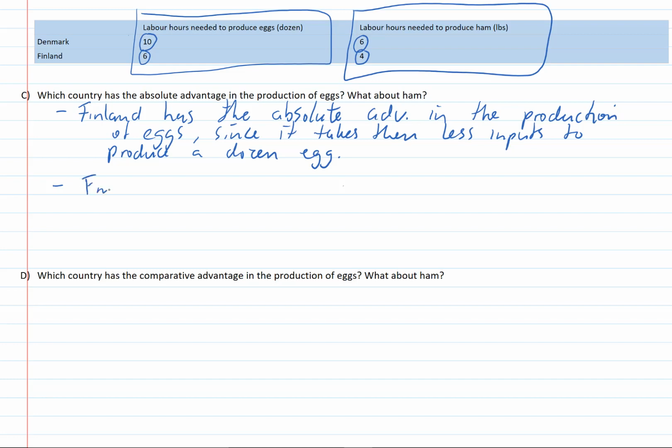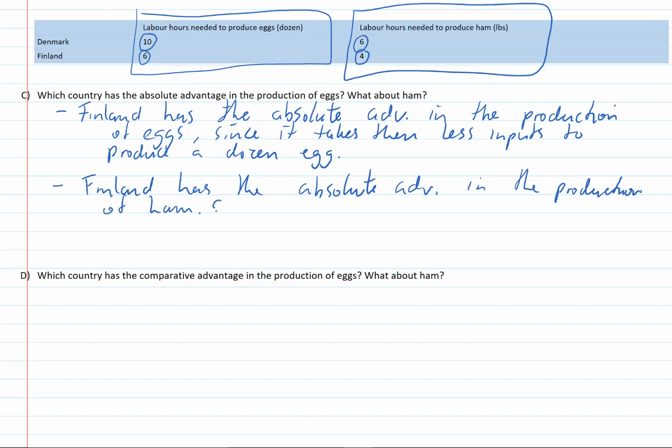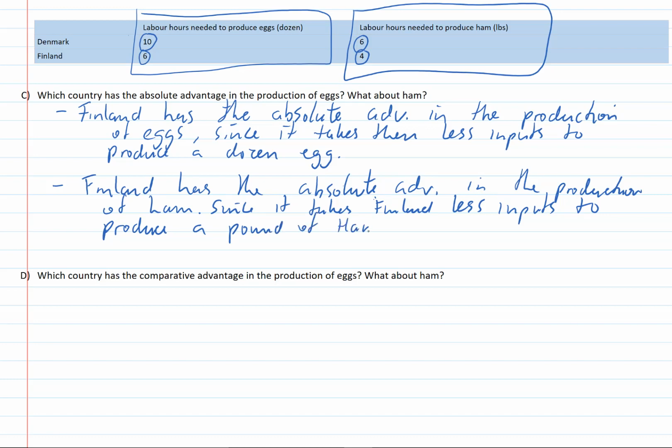So again, Finland has the absolute advantage in the production of ham, since it takes Finland less inputs to produce a pound of ham than Denmark.